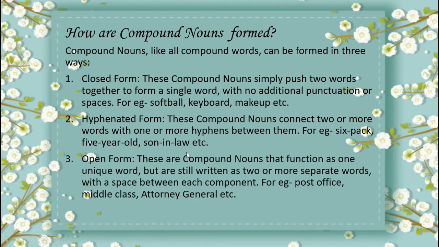The third form is the open form. These are the compound nouns that function as one unique word, but they are written as two or more separate words with a space between each component. So here there will be space and also there won't be any hyphen. For example, post office, middle class, attorney general, etc.